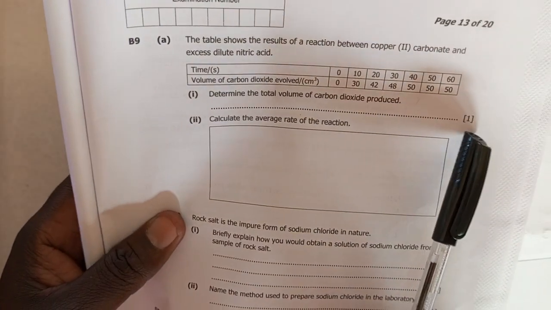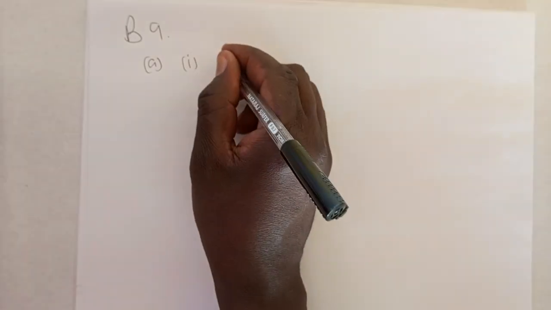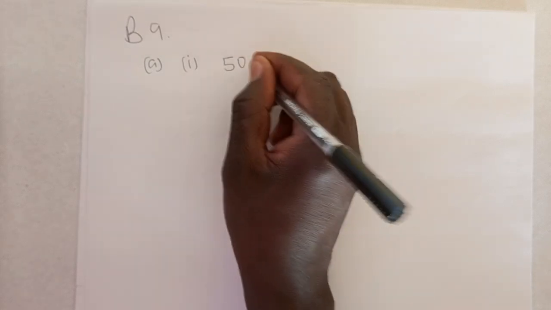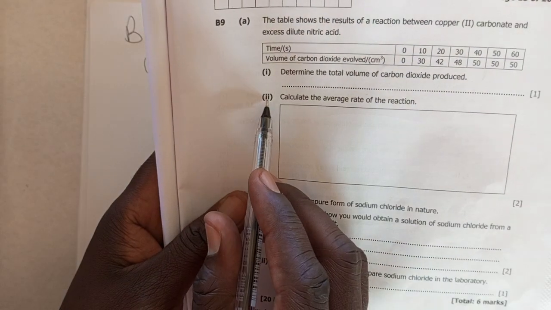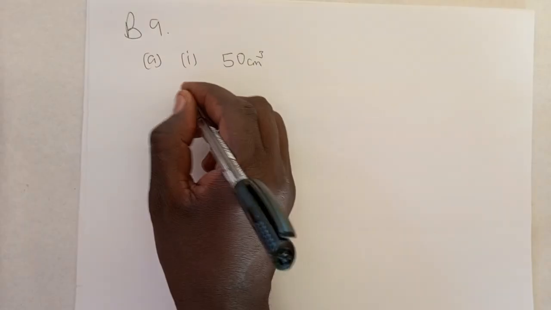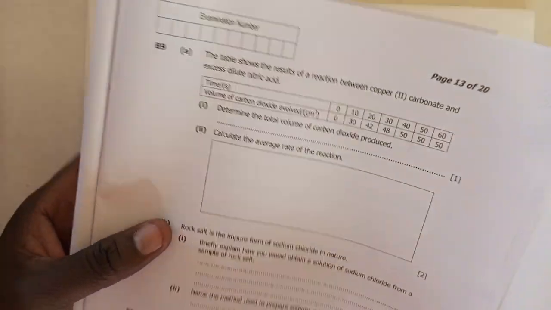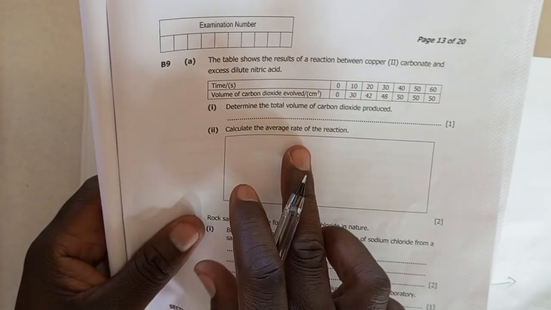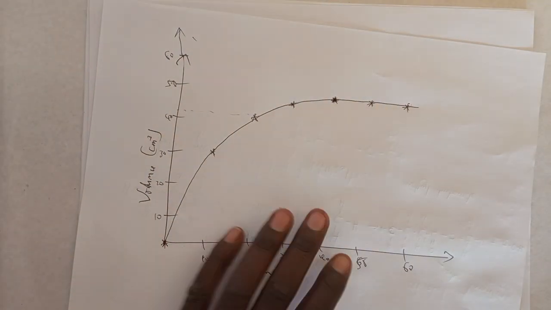And by the way, look at the mark allocation here, just state it, meaning that it's 50 cubic centimeters or centimeter cubed. Then from there, we move on to question Roman number 2. What is that question saying? The question is actually demanding that we calculate the average rate of the reaction. Now, how do you calculate the average rate of the reaction?